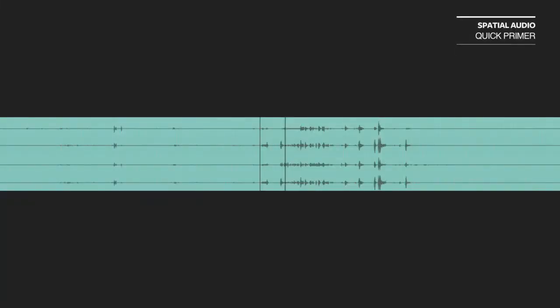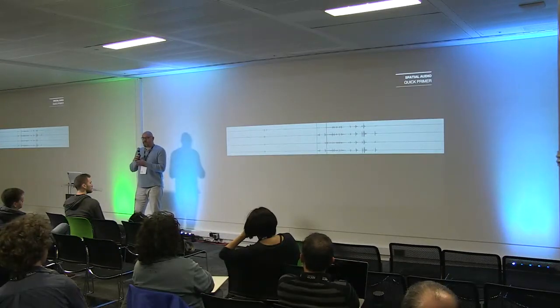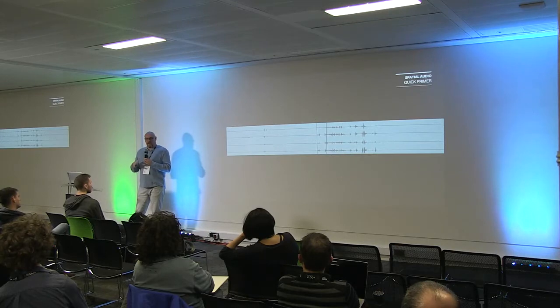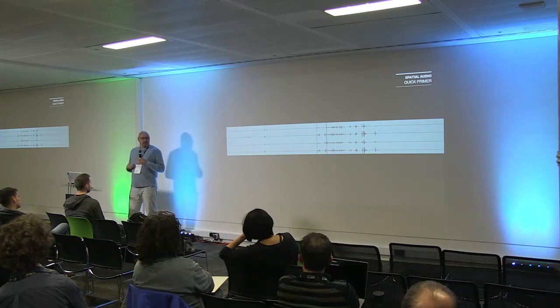So here we have a stereo track. You've all seen this before. And now this is a first order ambisonic track. The first channel is what we call the W channel. That is as if it was an omnidirectional microphone. Then each of the next 3 channels gives you some directional information: forward and back, left and right, up and down. That gives you the basis of a first order ambisonic track.